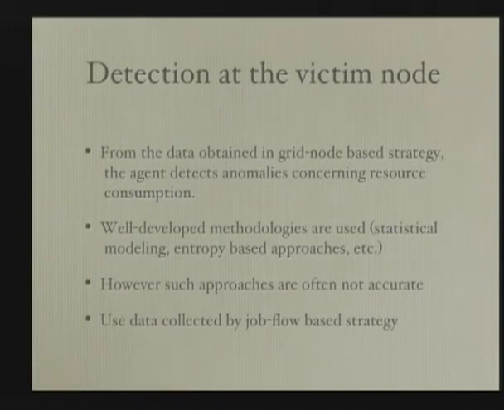However, such approaches are often not accurate because in complicated grid systems, they may cause a high rate of false detection, false positives. So even if agents detect anomalies from the grid node-based strategies, they don't immediately consider that incident an attack. Rather, they use data collected by job flow-based strategies, which collect job data, where many contributor data is there.